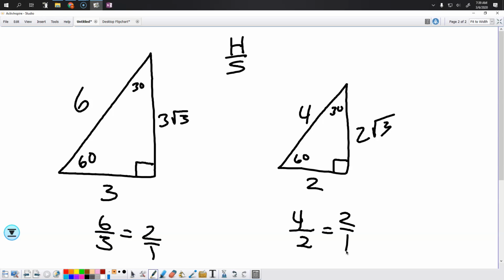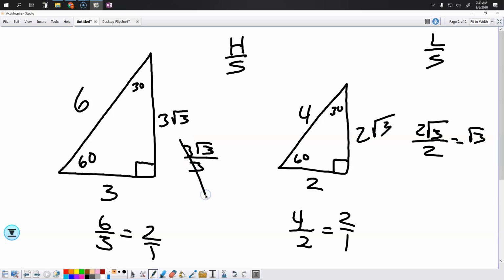Let's pick another one. Let's say that we wanted to do long over short. So if I did long over short, what would this one be? It would be 2 radical 3 over 2, which is radical 3. What if I did this one? 3 radical 3 over 3? It's radical 3. So it doesn't matter how big the triangle is. If you're using the same sides for each triangle, you get the same ratio. Okay? That's what we call a trigonometric ratio.